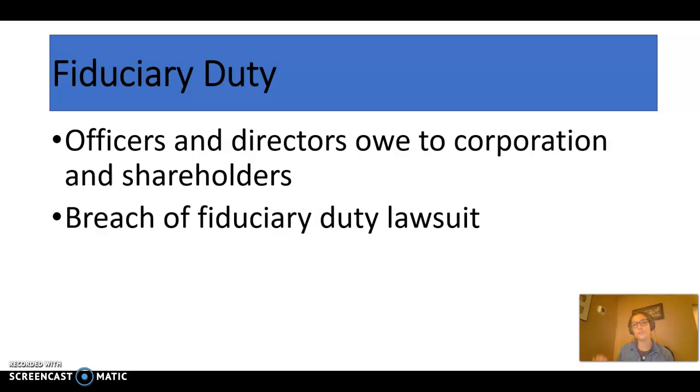Officers and directors do not owe fiduciary duties to vendors, to employees, to the local towns in which the businesses exist. Those might be contractual relationships, right? The business has a contract to pay its employees, but it's not a fiduciary relationship. The fiduciary relationship is owed to the corporation itself as a business and to the shareholders. So why do I bring all of this up? Where is all of this building to?